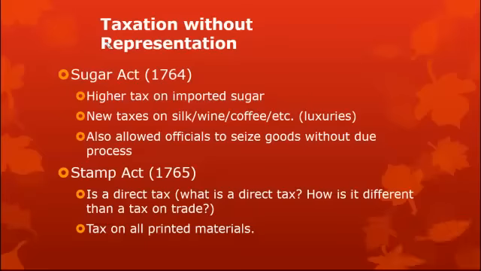Then the colonies got upset over a series of taxes. The first was the Sugar Act, which was a higher tax on luxury items like silk, sugar, and coffee. But the Sugar Act also allowed officials to seize any smuggled goods that did not pay the tax without any due process. There wouldn't be any trial, the goods would simply be seized. So the colonists believed this violated their rights.